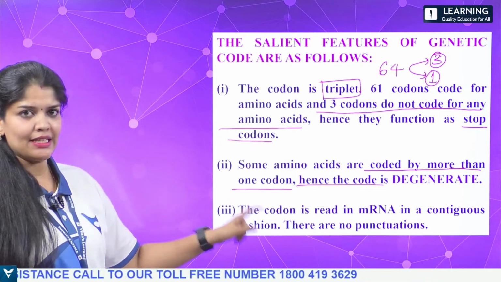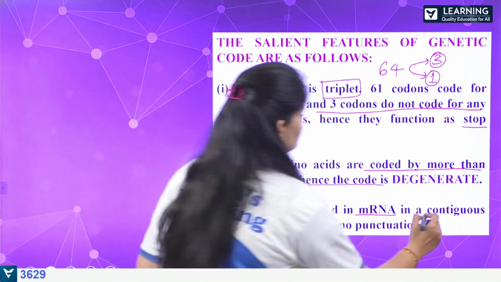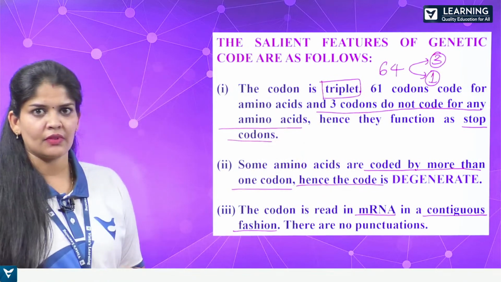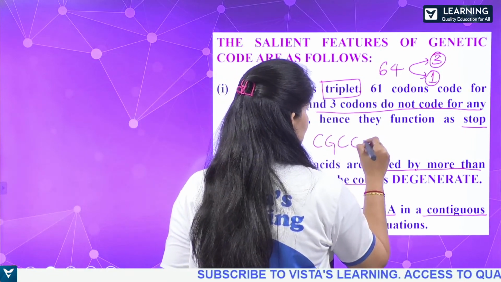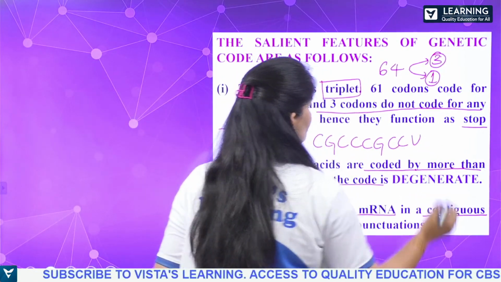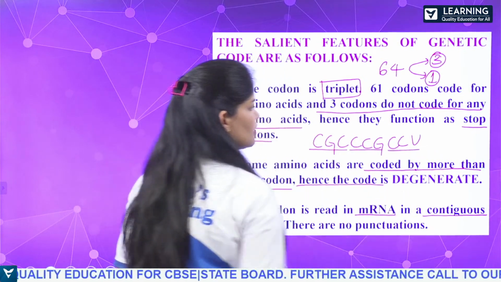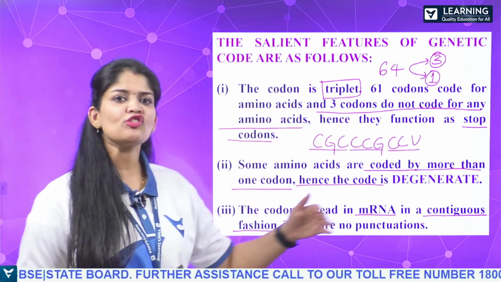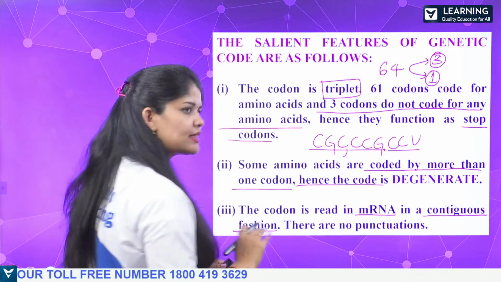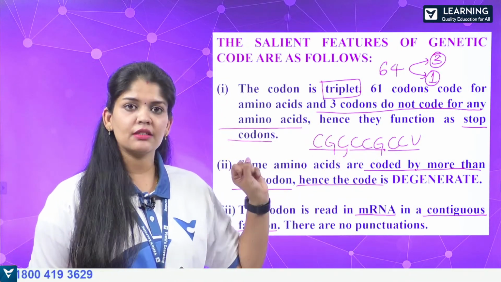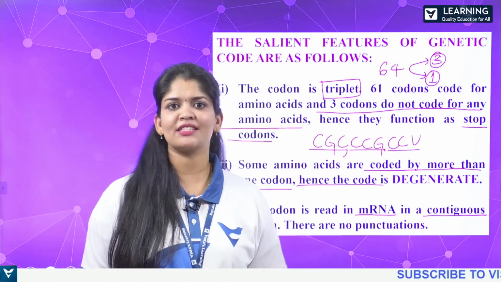Now, the codon is read in mRNA in a contiguous fashion, that is continuous, without any punctuation. For example, CGC GGG and so on will be read as 3, 3, 3. It will be read in a continuous fashion. There is no punctuation at all. After one codon, we are not giving a comma or a full stop, nothing like that. Continuously it is going to read the nucleotides present on the mRNA and place the amino acids, and the amino acid sequence will decide the structure of the protein.